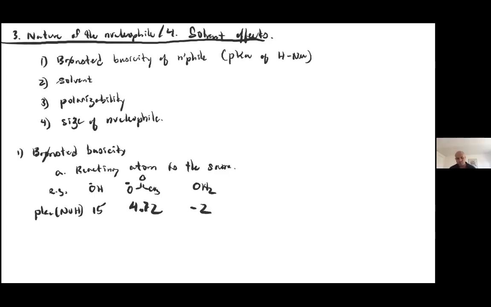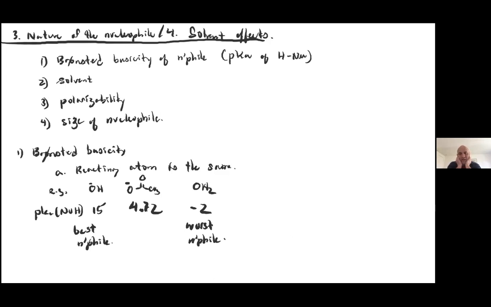So hydroxide is the best nucleophile of this group. And water, neutral water, is the worst. And water is, you know, by all metrics, a lousy nucleophile. And so how can we think about this?